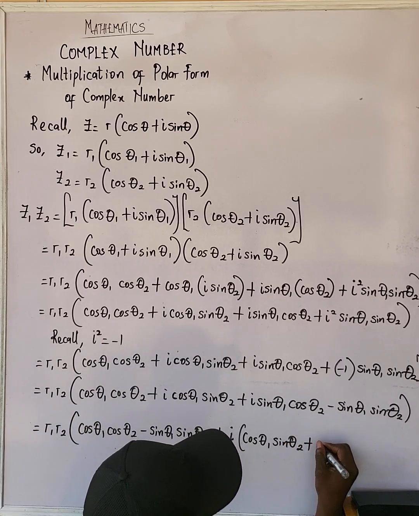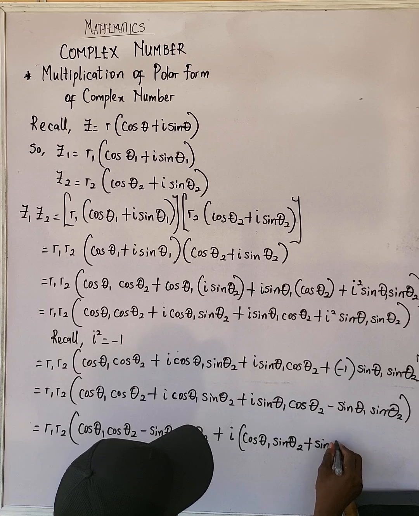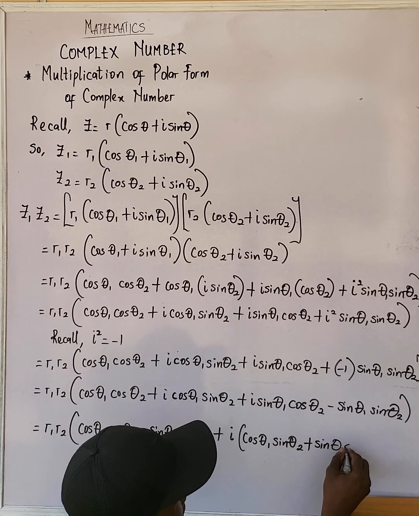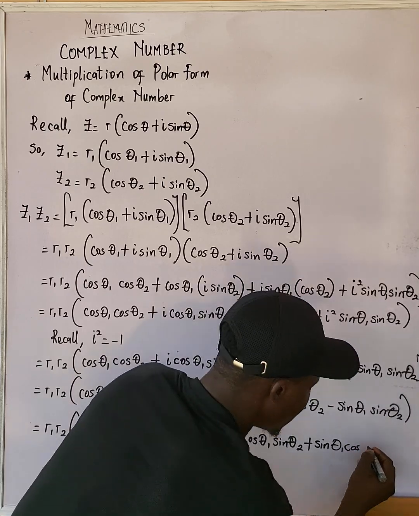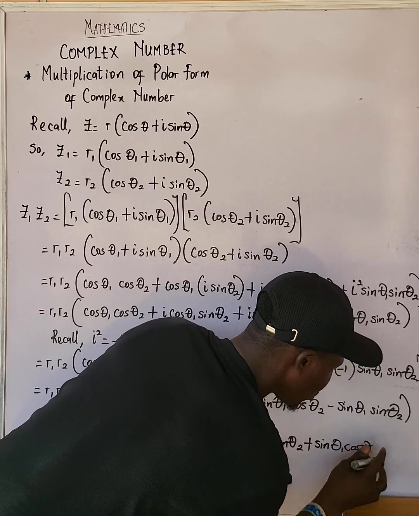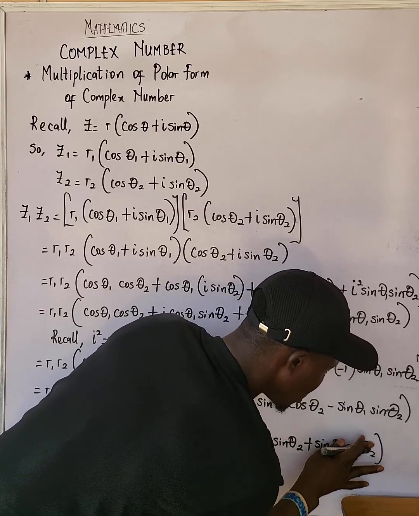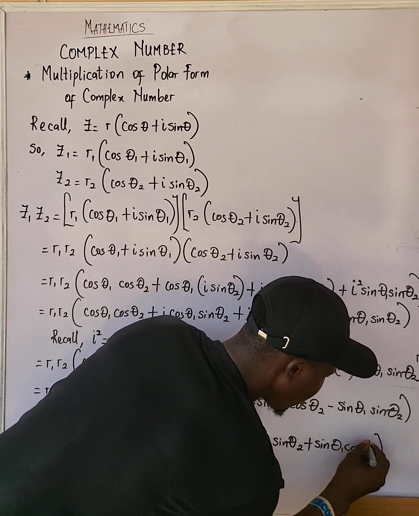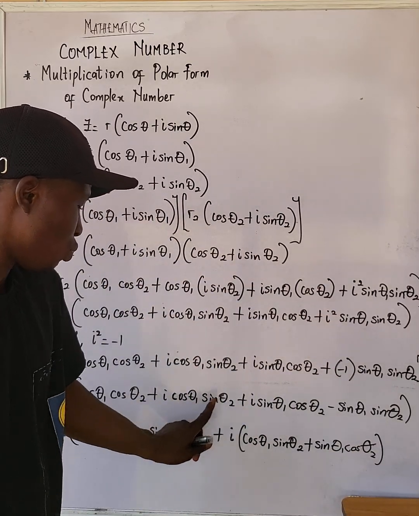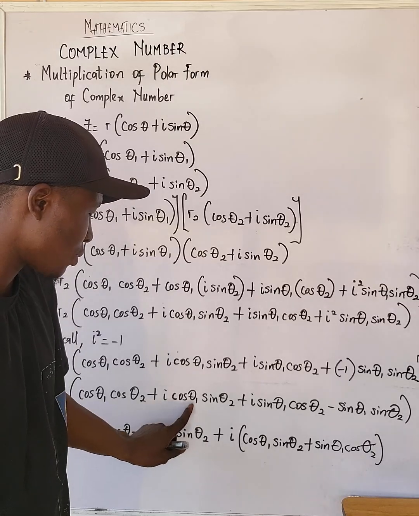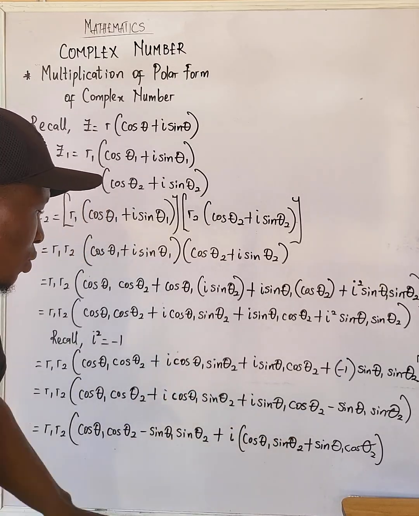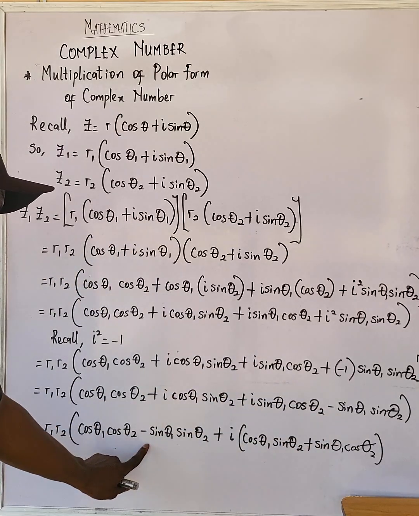So what will I have? I'll have sin theta 1, I'll have cos theta 2. So this is what we are going to have, right? So I is common between these two, so I'll factorize I out. That's cos theta 1 sin theta 2 plus sin theta 1 cos theta 2. So this one is already in front here. Do you understand?